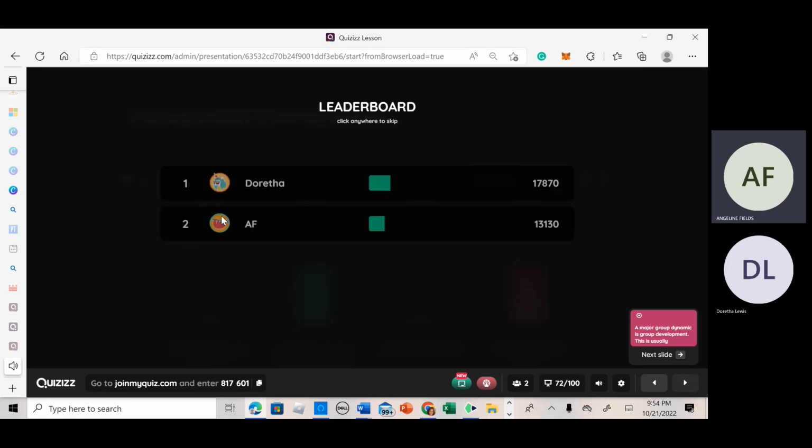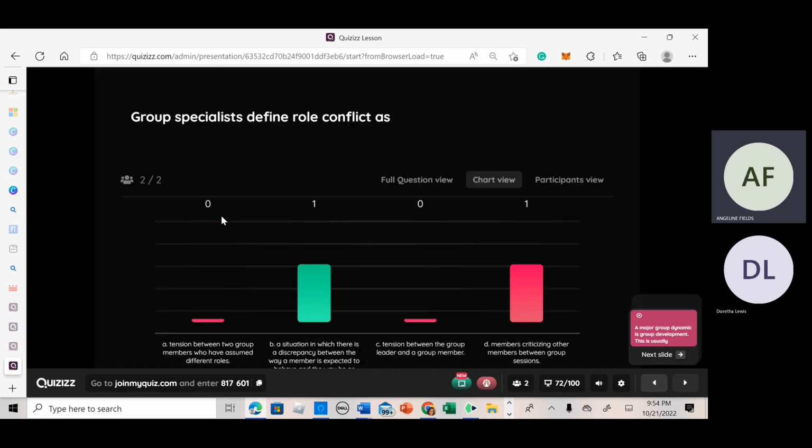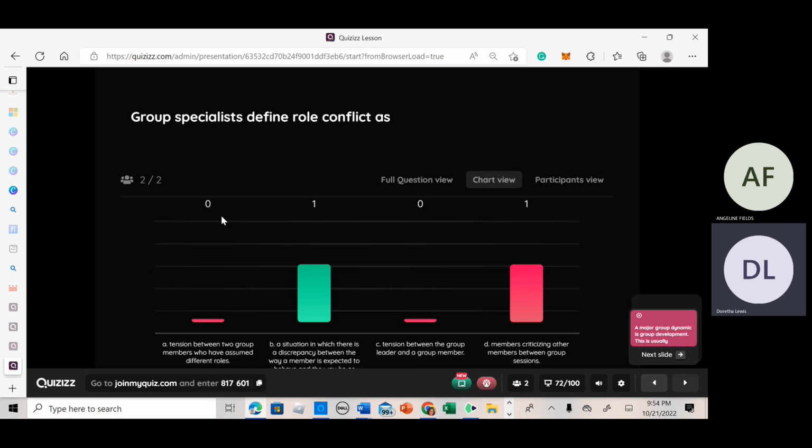Group specialists define role conflict as a situation in which there is a discrepancy between the way a member is expected to behave and the way he or she actually behaves. That's the correct answer in this case because we go back to what is expected from the group members as far as behaviors.